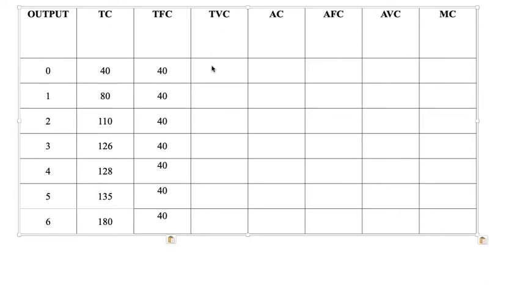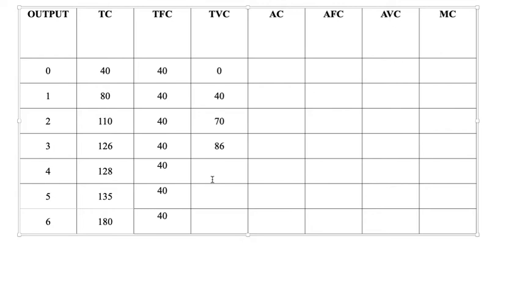That means 40 minus 40 is how much? 40 minus 40 is 0, right? Then we have 80 minus 40, which is 40. So we write down 40 here. Then we have 110 minus 40, which is 70, right? Then we have 126 minus 40, which is 86, right? Then we have 128 minus 40.